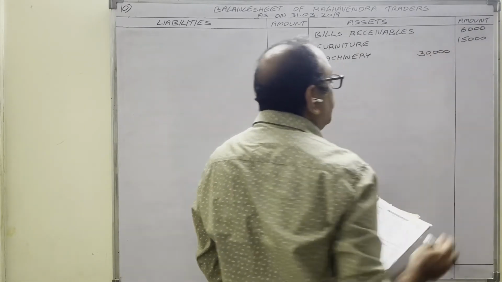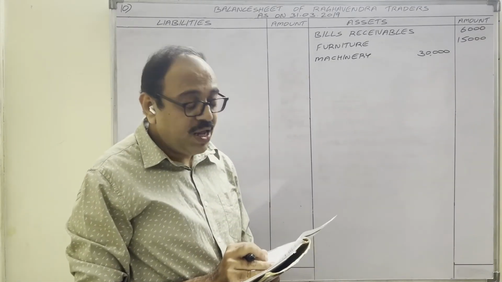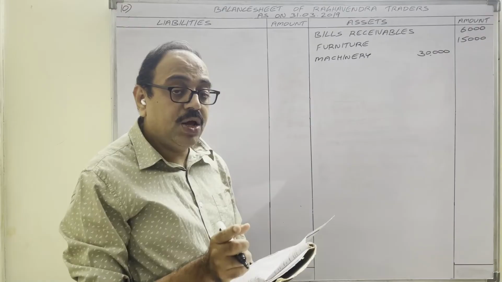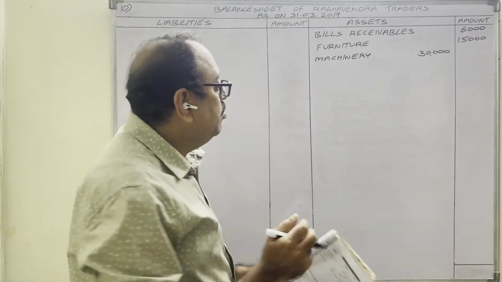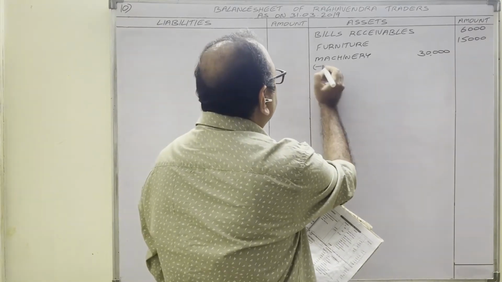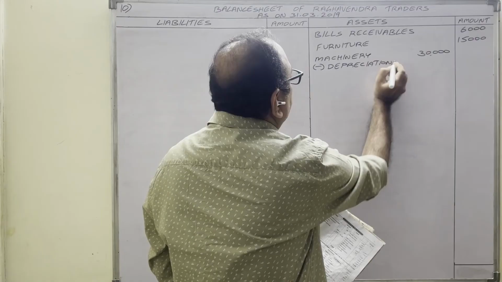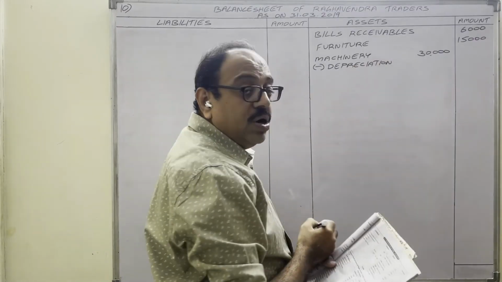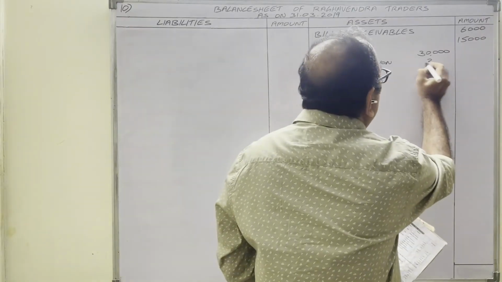Adjustment is depreciation, no? Adjustment amounts two times we should write. One time, depreciation in profit and loss account debit side we wrote. Second time, in balance sheet asset side, depreciation we have to deduct. Minus depreciation. No need to show the calculation here because in profit and loss account we have already calculated. 3,000 came now. That amount directly write down here.